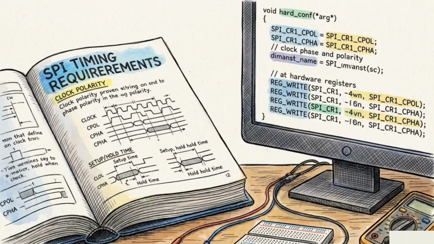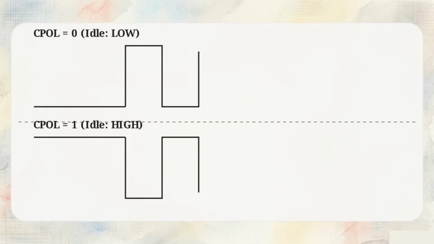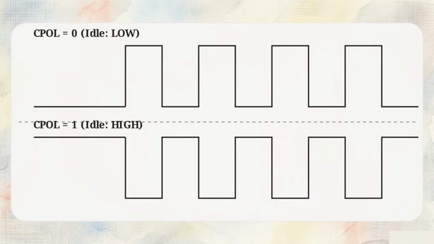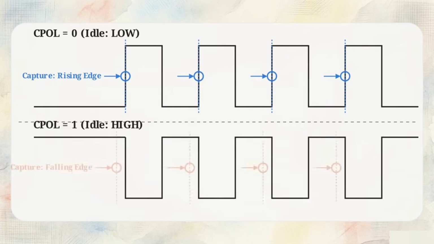The developer must program the microcontroller's hardware to match the exact clock polarity and clock phase demanded by the peripheral's datasheet. Clock polarity dictates the idle state of the clock line, either resting low at 0 or high at 1. Clock phase then determines if the receiver captures the data bit exactly on the rising edge or the falling edge of the pulse.